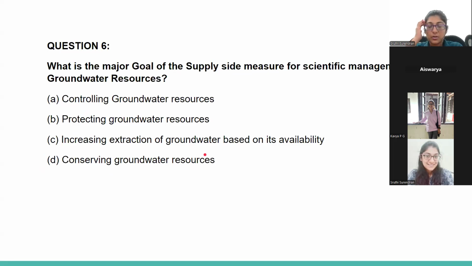Now we had talked about supply side and demand side measures. What are the major goals of the supply side measure for scientific management of groundwater resources? We briefly went through the different strategies that are adopted in scientific management of groundwater resources. What is supply side management? What is demand side management? The question here is, what is the objective of supply side management?